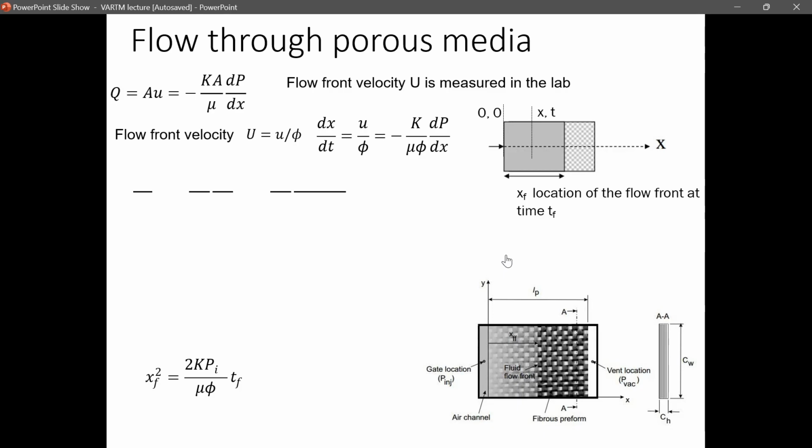So, what are the assumptions we are making here? We are designing our experiments to imitate the one-dimensional flow as much as possible. The main assumption is it's a one-dimensional flow. And for this one-dimensional flow, we are going to define a flow front velocity. This flow front velocity is going to be your velocity, whatever your velocity is, divided by phi. What is phi? It is the porosity of this fiber and the distribution media. What does porosity mean? No idea? Is there anyone in class who can tell us what porosity means?